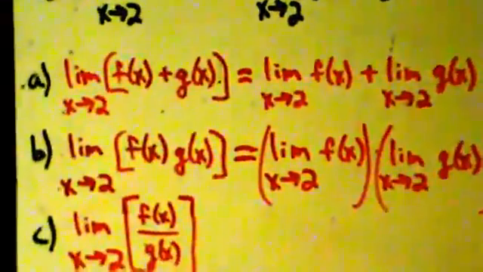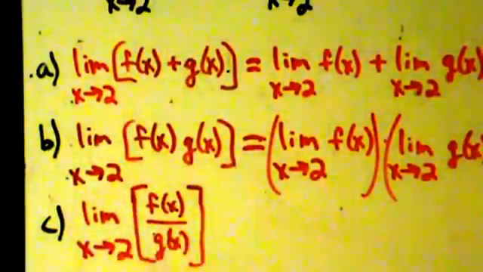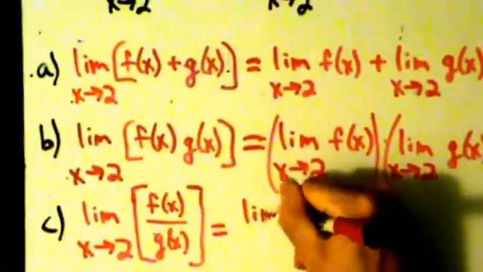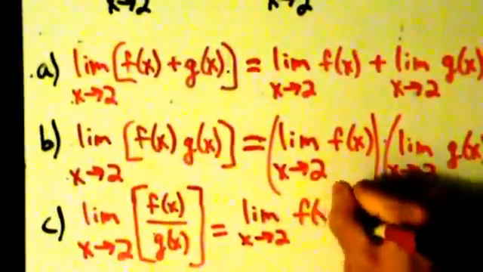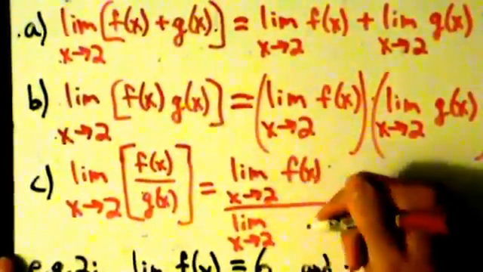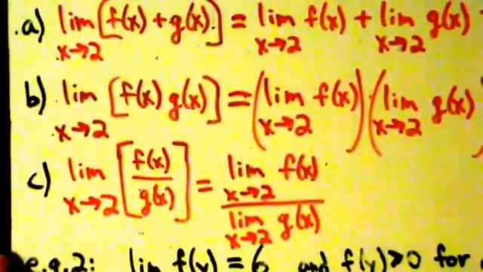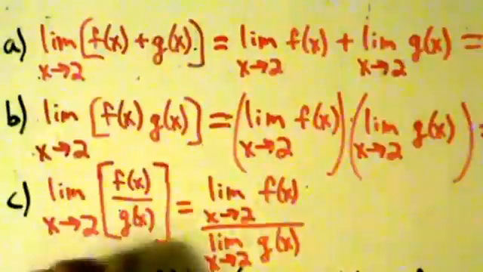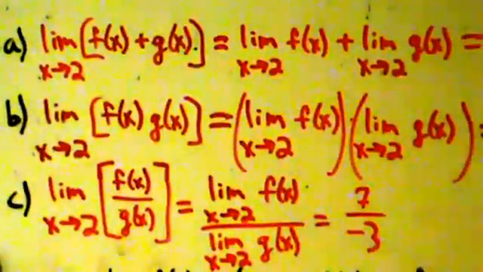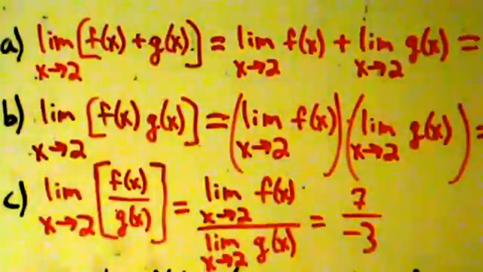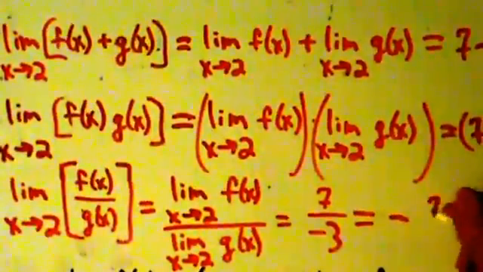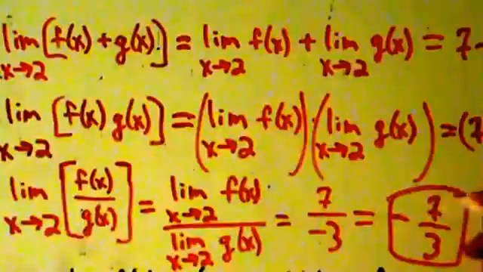Part C, the limit as x approaches 2 of f of x divided by g of x. So what we have is a limit of a quotient, right? And our property tells us that that's just going to be equal to the quotient of the limits. So the limit as x approaches 2 of f of x divided by the limit as x approaches 2 of g of x. So here, again, we're told that this is 7 and this is negative 3, so what we have is 7 divided by negative 3. There's not much we can do with that, it can't really be simplified, but it is sort of customary to pull the negative sign out of the denominator and rewrite it as negative 7/3. And that's part C.